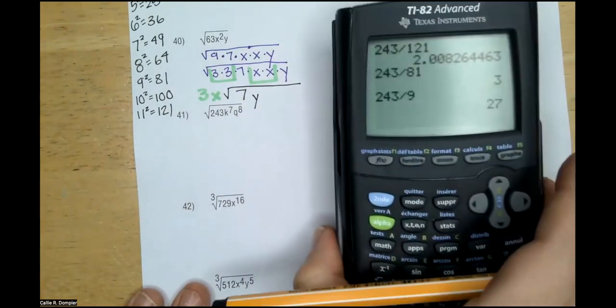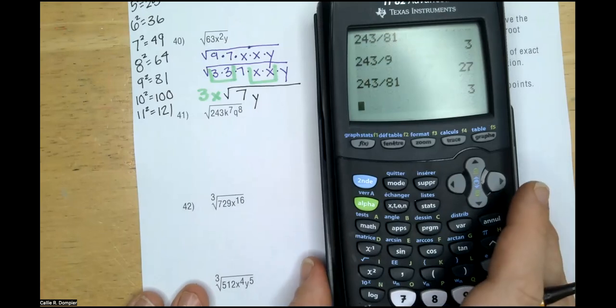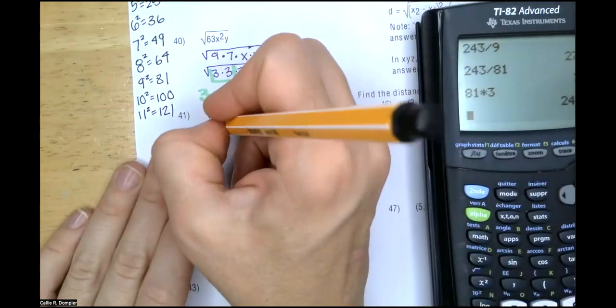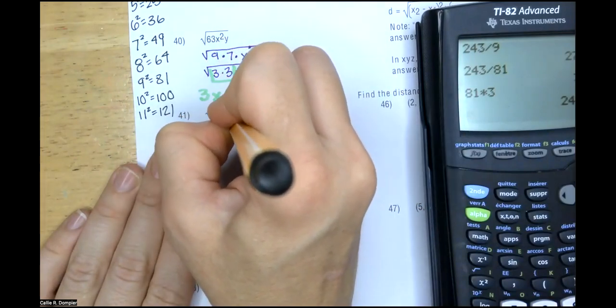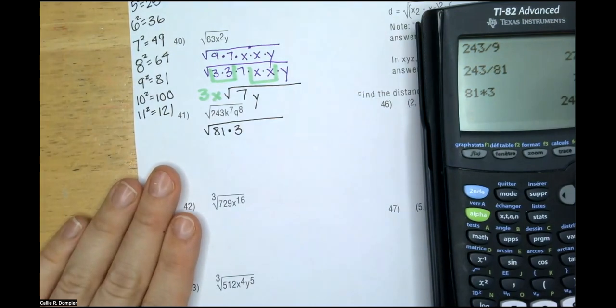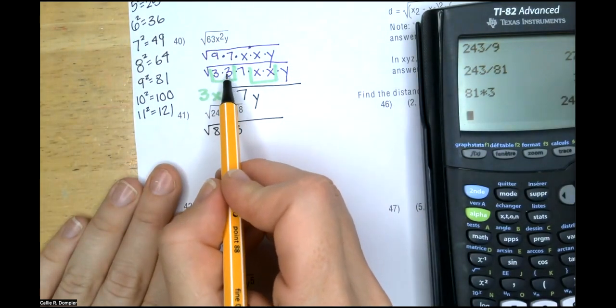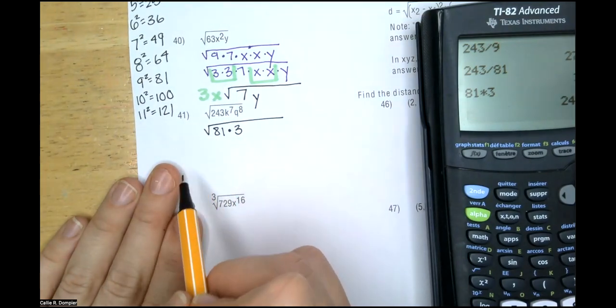What we decided was 243 divided by 81 is 3. That means 81 times 3, fact families, right? 81 times 3 is 243. So 243 now becomes 81 times 3. Why do I care? Because 81 is 9 times 9, so 81 will come out. Just like 9 was 3 times 3, so 3 came out. 81 is 9 times 9, so 81 will come out as 9.